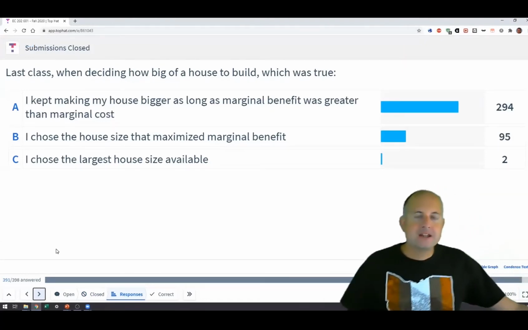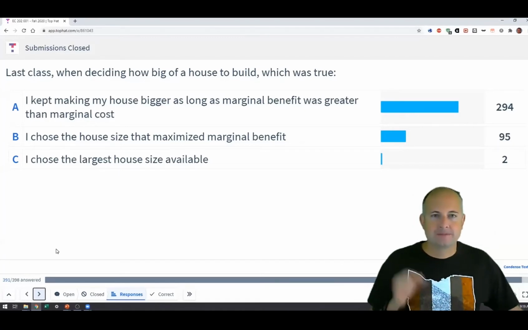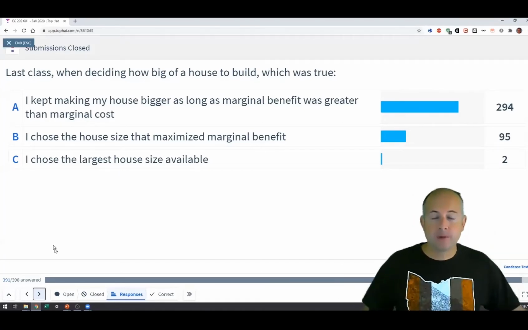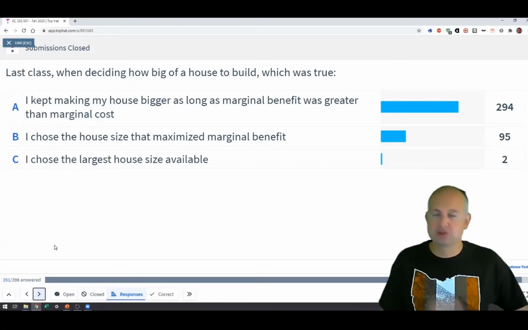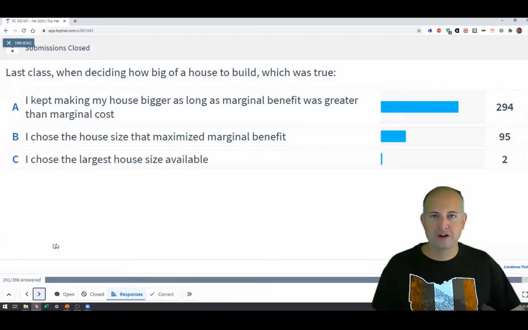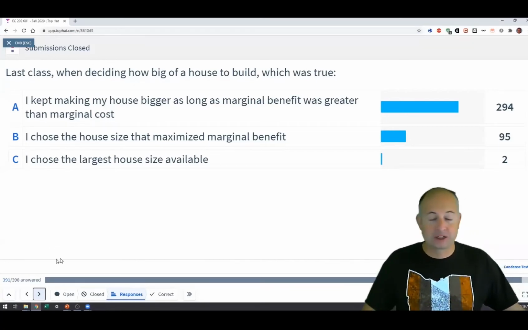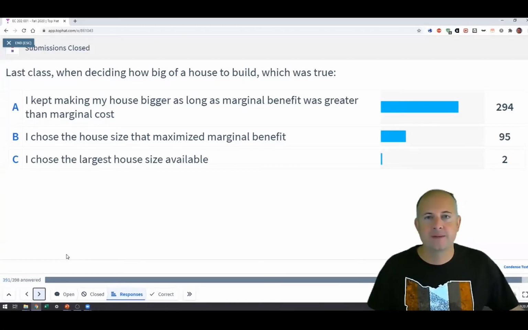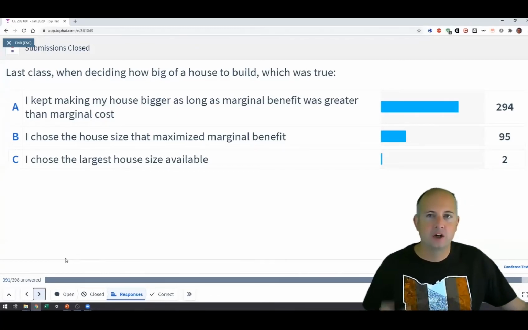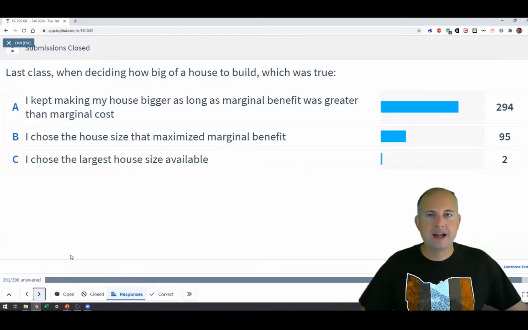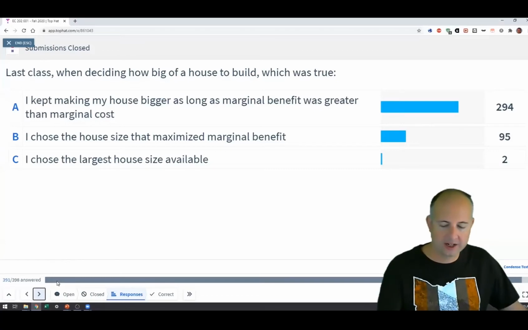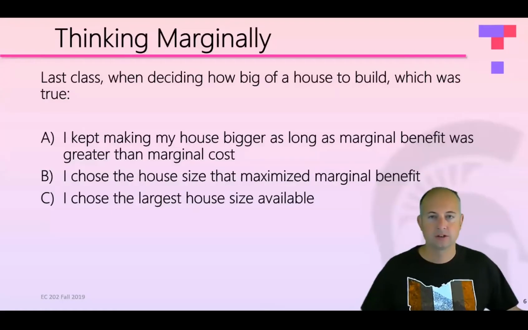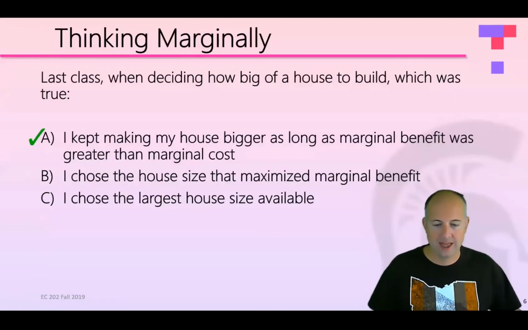Remember, for B, your goal is not to maximize marginal benefit. The maximum marginal benefit occurs on the first square foot of house, because that's when you're putting in, I guess, probably a toilet. Or the first bite of ice cream, because that's the one that tastes the best. You want to maximize your total benefit, which you get by building as long as marginal benefit is greater than marginal cost. We're going to continue on this idea today. So back here, the answer was A.